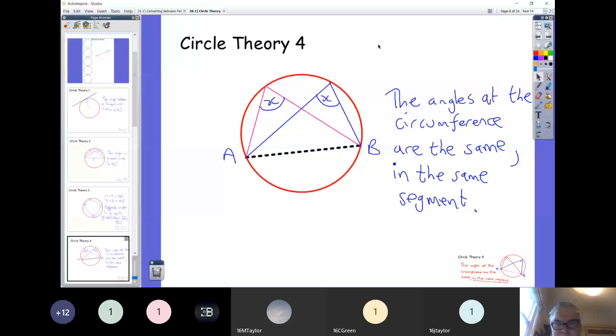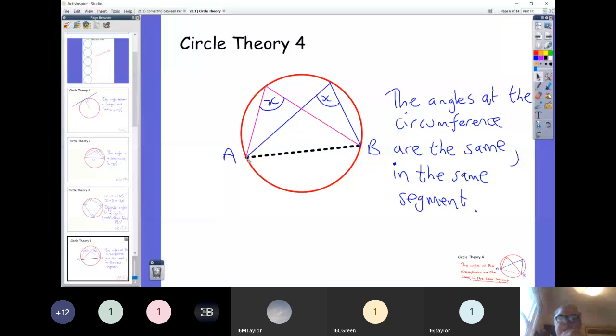Now, what we have here, if you come off from the two ends of the chord and you bounce off the circle, so you go from A, bounce off the circle down to B, that creates an angle which we will call X. But also, if you go from A and somewhere else in the same segment and bounce off the circle and go down, that will also be X. So anywhere we go up here, where we go A, bounce off the circle down to B, all those angles that are being created will be the same.